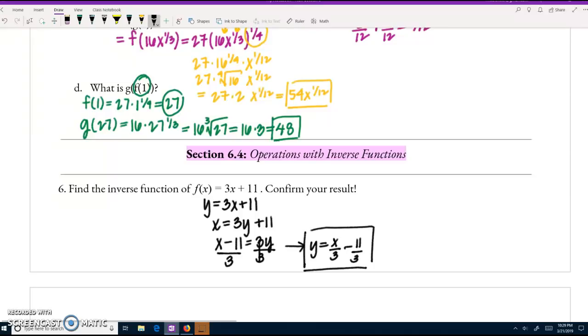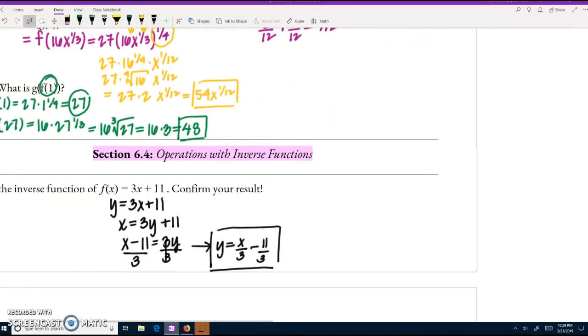Now here, this problem asks me to confirm my result. So in order to do that, the operation that I can perform is to find the composition of a function at its inverse, which means I just need to take the inverse function and plug it in for x in the original function. So I'm going to take 3, and then instead of writing x, I'm going to write this whole operation, x over 3 minus 11 over 3, plus 11.